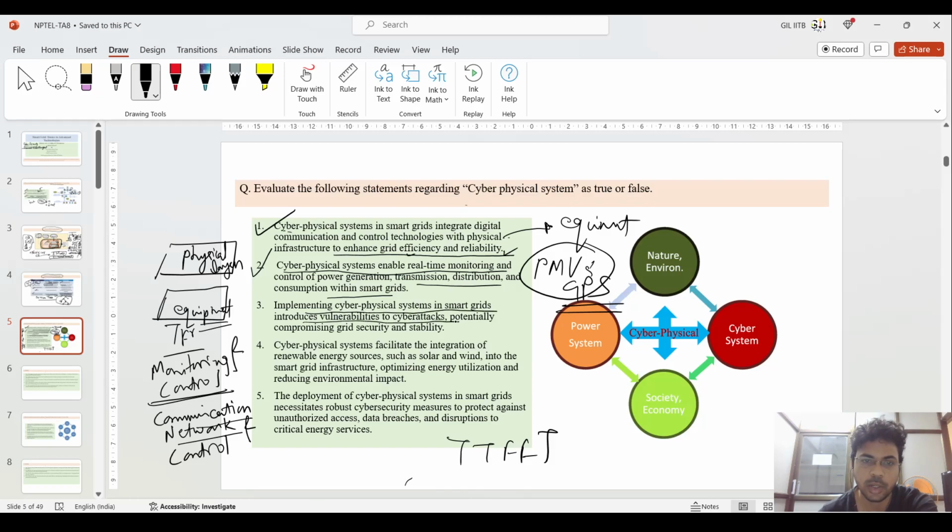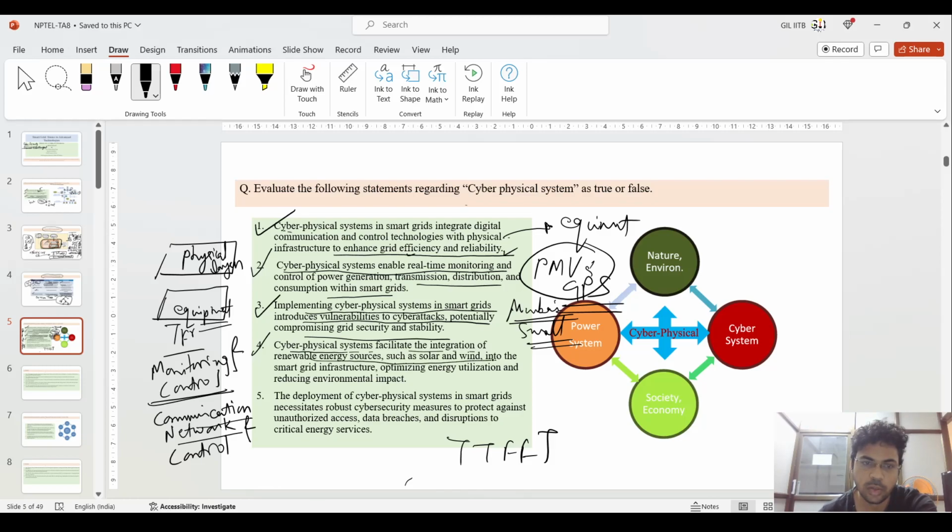Coming to this third part, that implementing the cyber physical system in the smart grid introduces vulnerabilities to cyber attack, potentially compromising the grid security and stability. That is true. I wanted to give the example of Mumbai itself, where a small scale blackout came due to a cyber security issue two years back. So this is a kind of vulnerability that comes when you add smart communication and control features into the system.